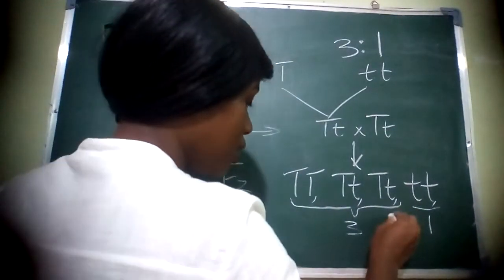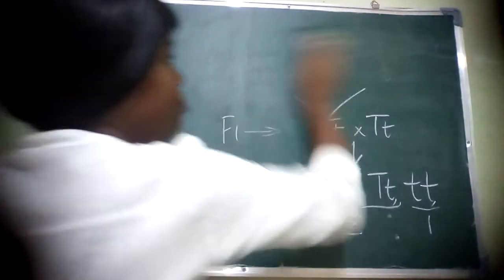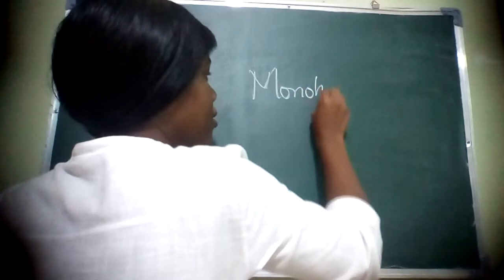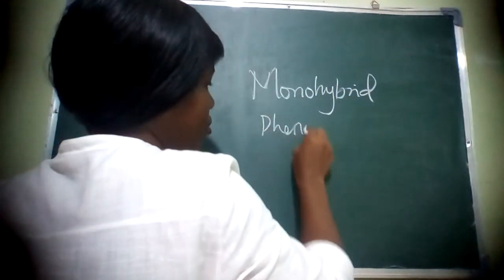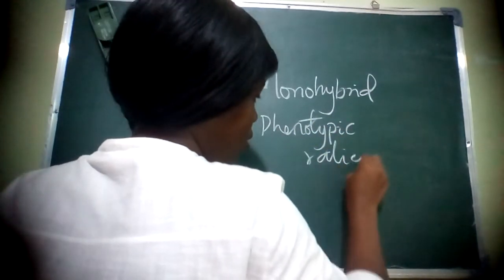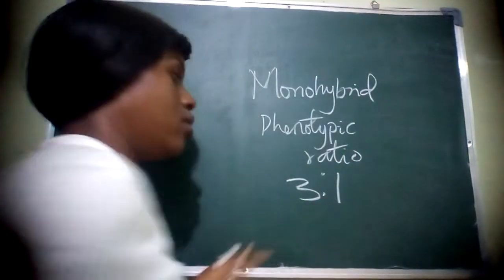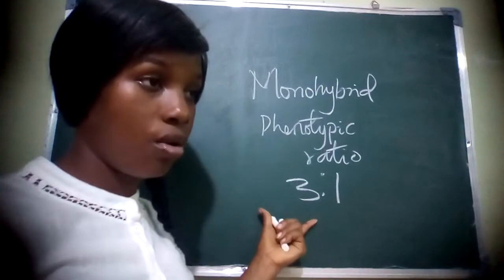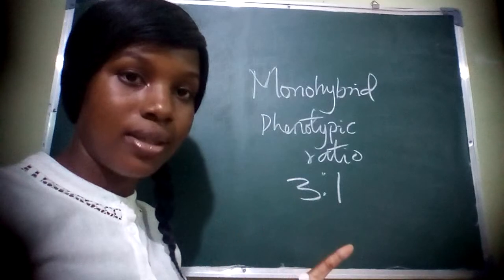So this, he then proposed this as the monohybrid ratio, or the monohybrid phenotypic ratio. It is 3:1 from his monohybrid crosses. That's the cross that involves parents with just 1 pair of contrasting characters.